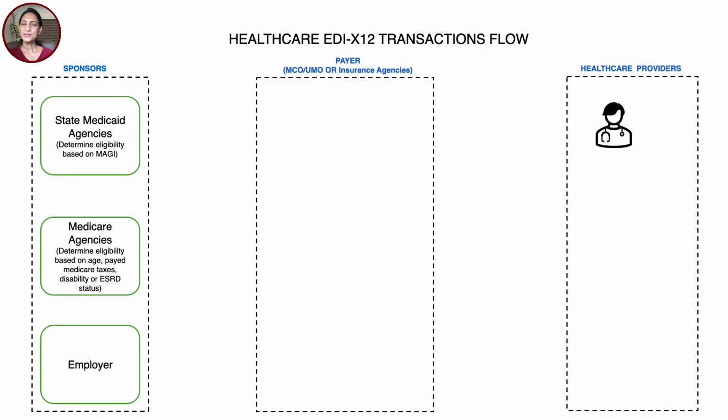Technology. So today I'll be taking you through the entire EDI healthcare workflow and how X12 files are used there. So here, as you see, the sponsors, payers and providers are the three parties that we'll talk about. The sponsors include the various Medicaid, Medicare agencies and also the employers. The Medicaid and the Medicare agencies would determine your eligibility either based on MAGI or based on your age, your renal diseases, your disabilities, etc. So that they have to make sure that you're eligible to be enrolled into with the insurance companies.